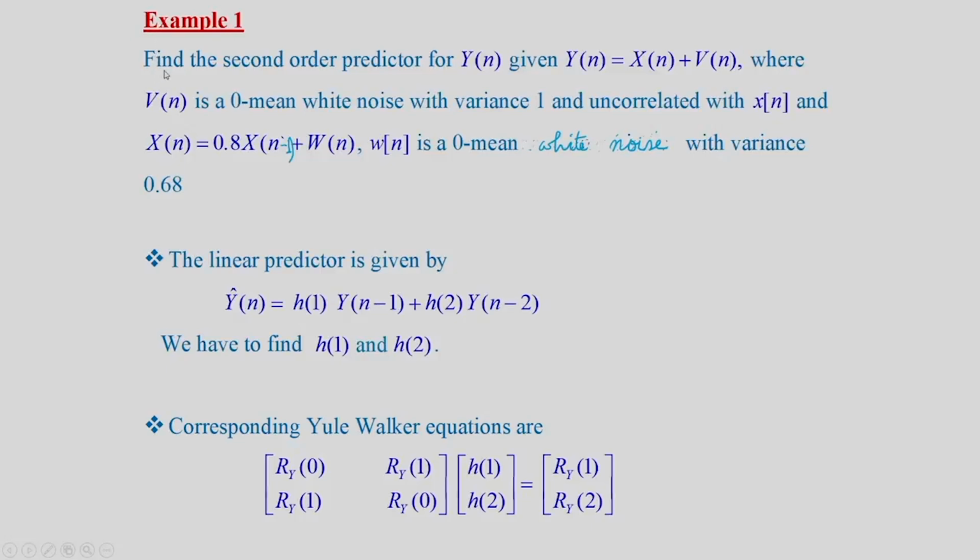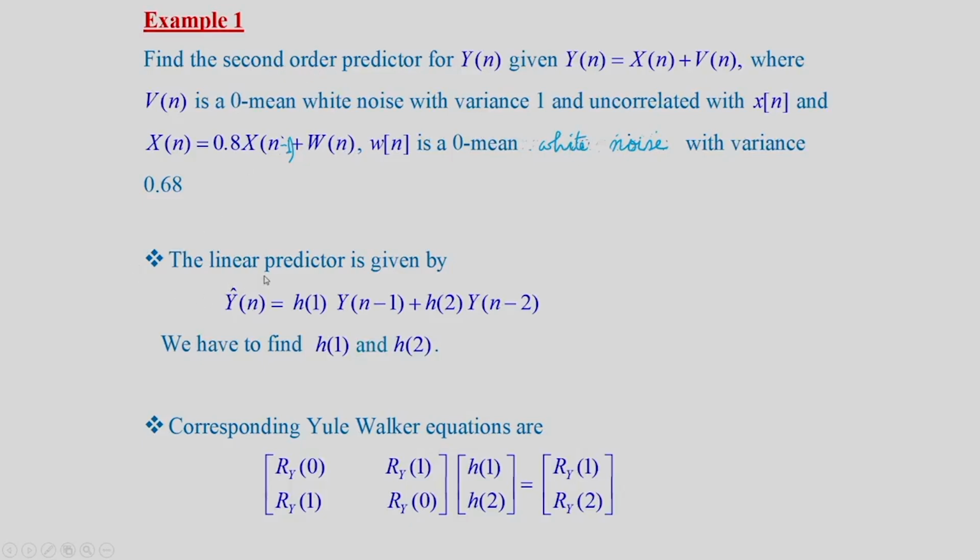Let us consider one example. Find the second order predictor for y n, given y n is equal to x n plus v n, where v n is a 0 mean white noise with variance 1 and uncorrelated with x n, and x n is equal to 0.8 x n minus 1 plus w n, where w n is a 0 mean white noise with variance 0.68. So, we have to find out the second order linear predictor.